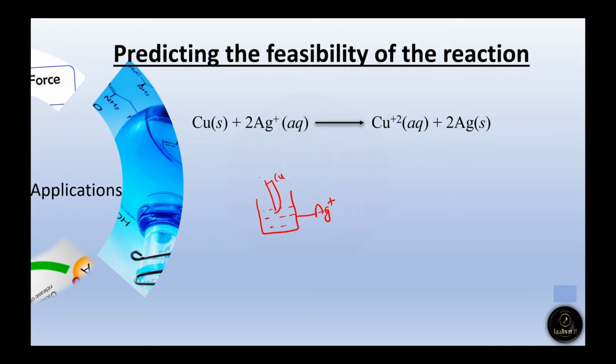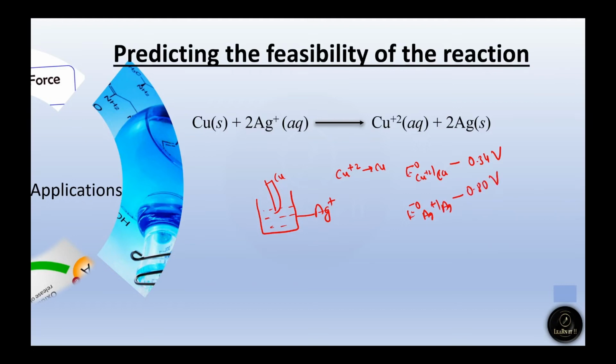This is a redox reaction. Whether this reduction is possible or not can be predicted by using the electrochemical series. We know that Cu2+ to Cu can happen. That we know that E naught of Cu2+ to Cu has the value 0.34 volt. In the same way, E naught of Ag+ to Ag has the value 0.80 volt.